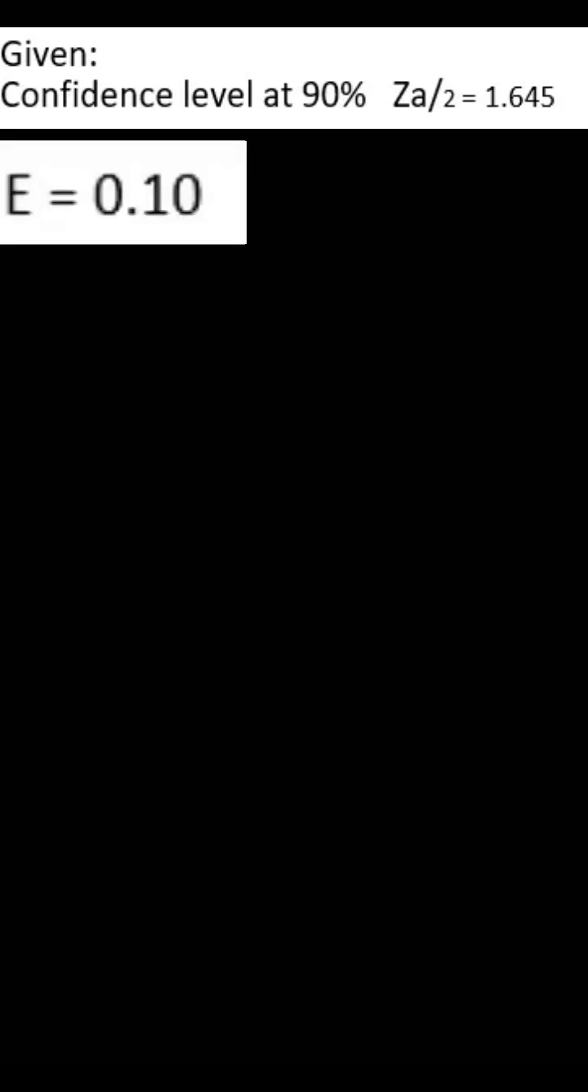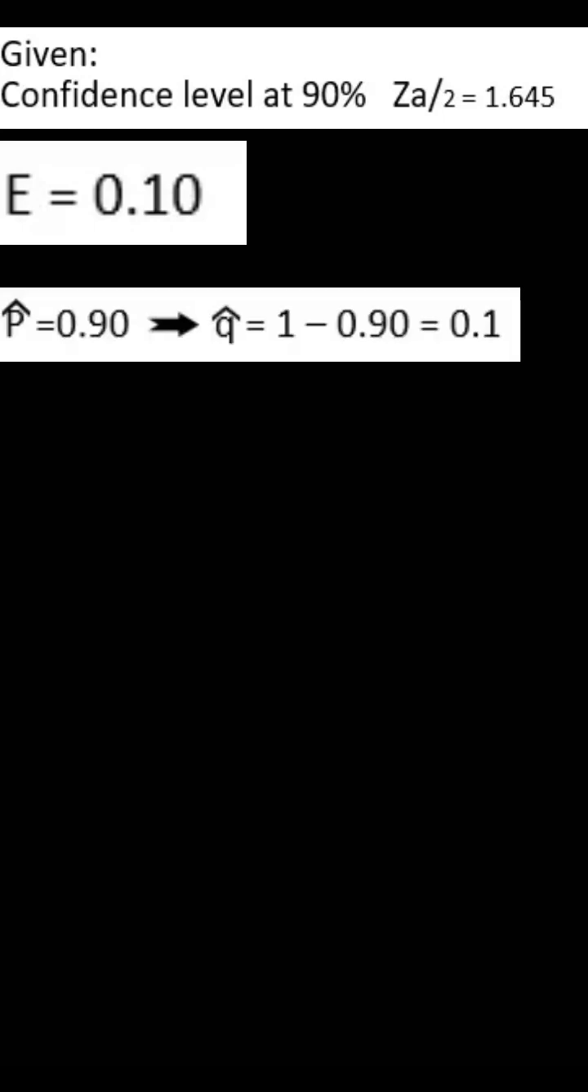Given that the confidence level is 90%, our z-score, z alpha over 2, is equal to 1.645, and our margin of error is 0.10. Our next step: p equals 0.90, so q equals 1 minus 0.90 equals 0.1. The next step is finding the answer for n.